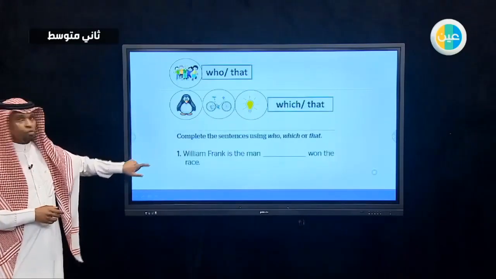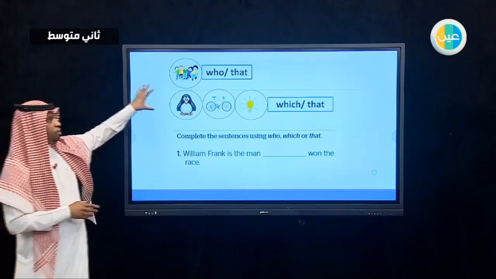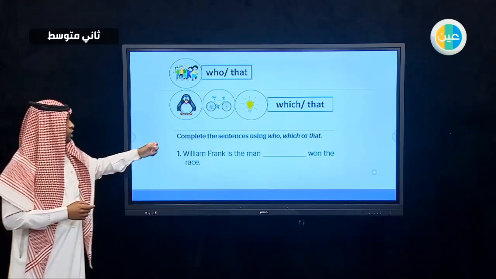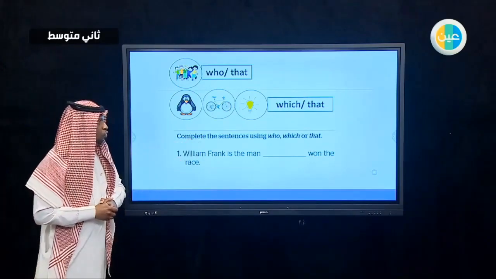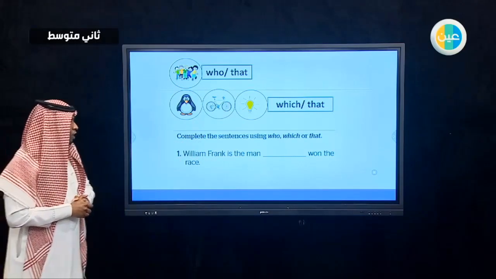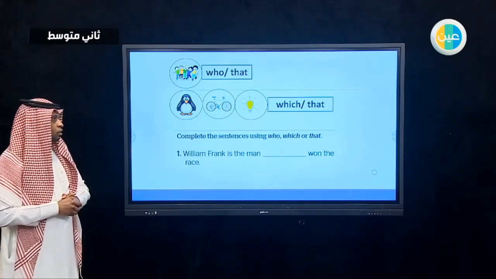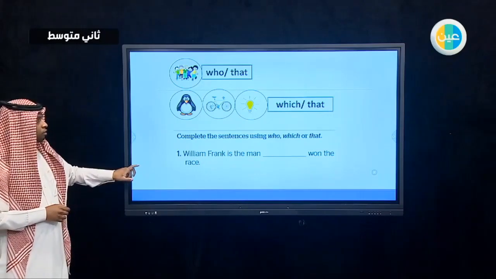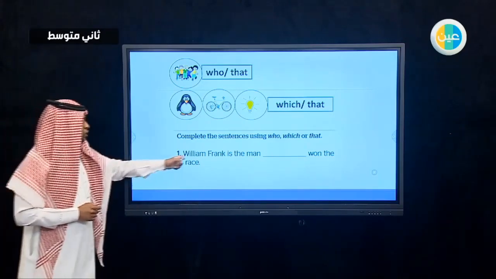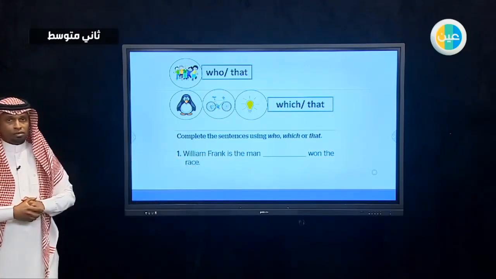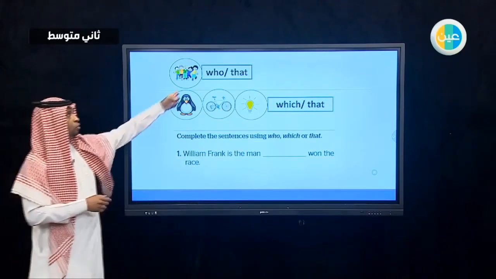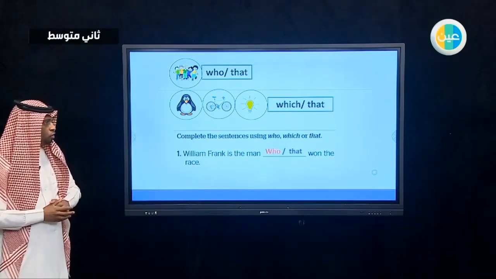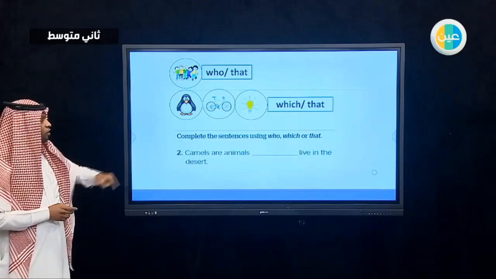Okay, now let's move to the exercise here. This is a reminder for you to remember what we have just said. Complete the sentences using who, which, or that. William Frank is the man who won the race. What do you think? William Frank is the name of a person. Good. We can say who, or we can say that. Good. Now let's move to the next one.